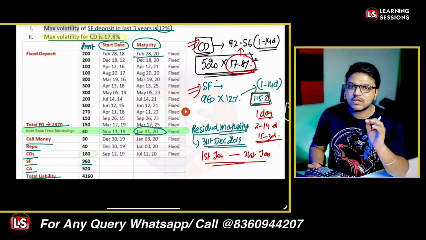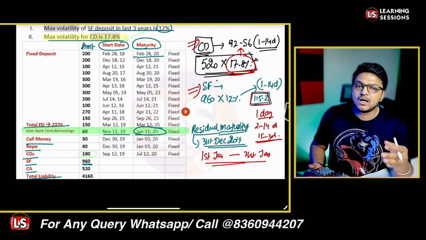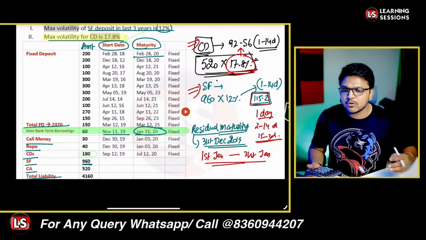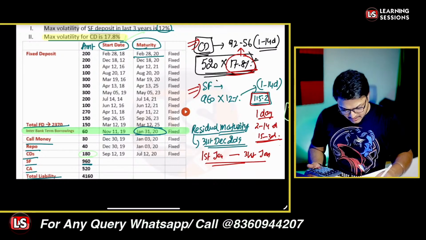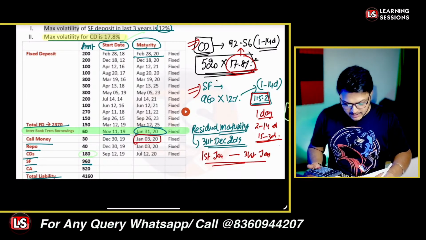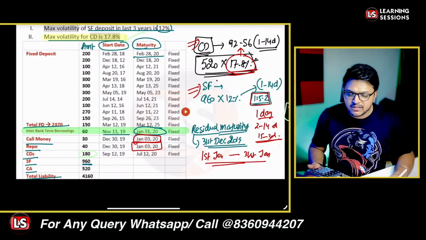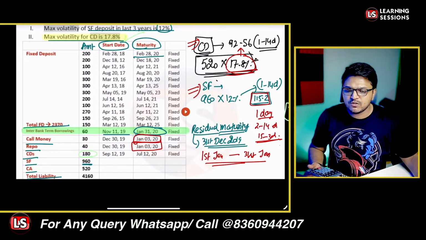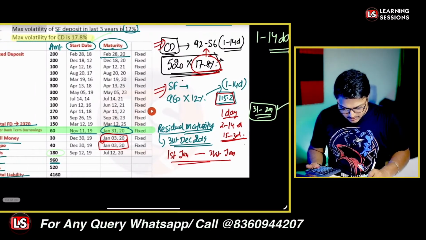We have to calculate the maturities from 31st December 2019, and for 1 to 14 days we are looking. Let's consider the different types which will be considered. Say call money is maturing on January 3rd, so it will be considered. The repo is going to mature on January 3rd, so that will also be considered under the 1 to 14 days bucket. So these four components will be considered under the 1 to 14 days bucket. I'm writing it here for your reference.